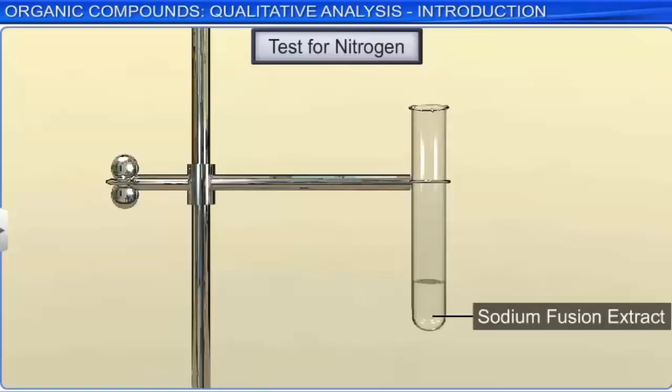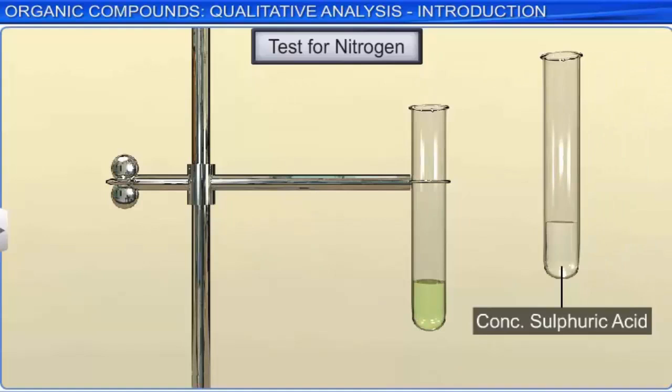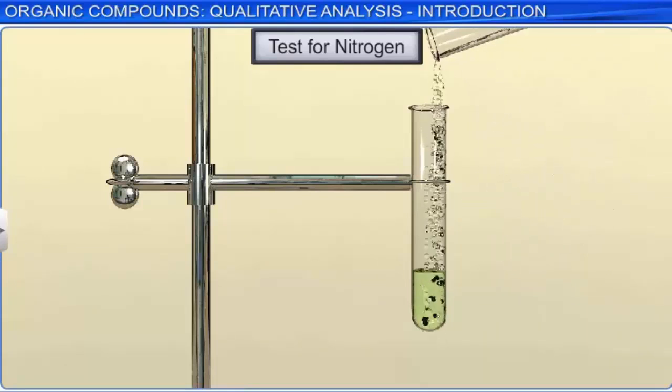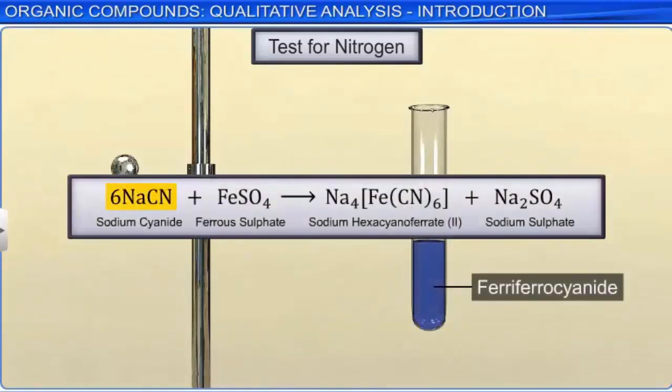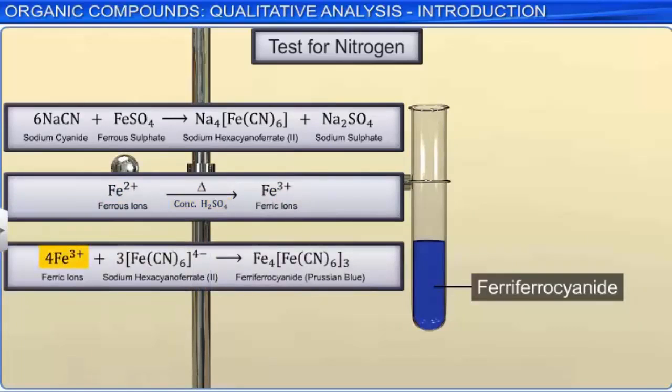Now, for the detection of nitrogen, a small amount of sodium fusion extract is boiled with a pinch of solid ferrous sulfate and then acidified with concentrated sulfuric acid. The sodium cyanide reacts with ferrous sulfate to form sodium hexacyanoferrate(II). Ferrous ions are oxidized to ferric ions when heated with concentrated sulfuric acid. These ferric ions react with sodium hexacyanoferrate(II) to produce Prussian blue coloration of ferriferrocyanide, that is, iron(III) hexacyanoferrate(II). The Prussian blue coloration confirms the presence of nitrogen in the organic compound.